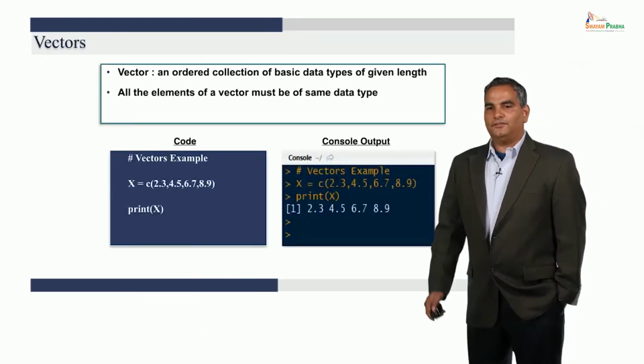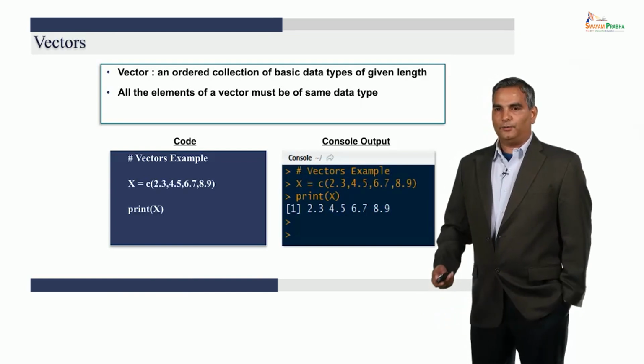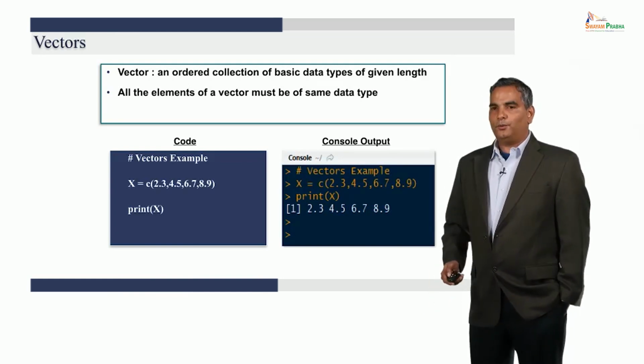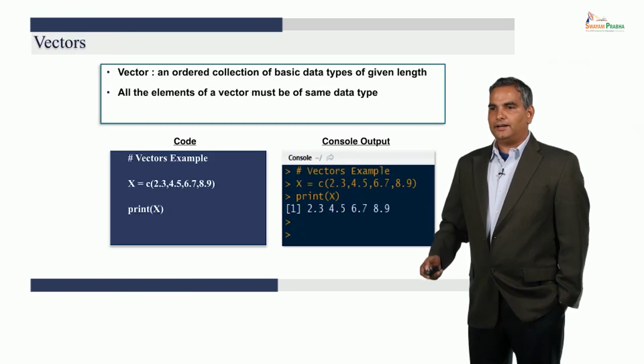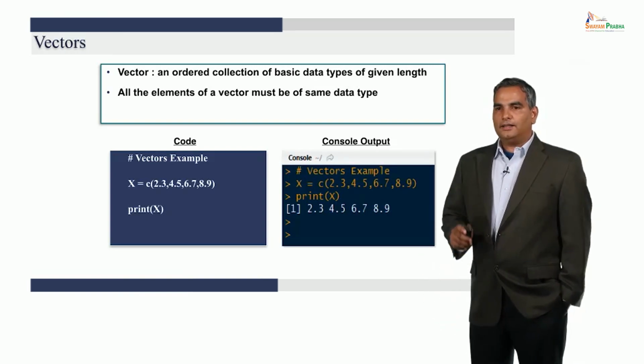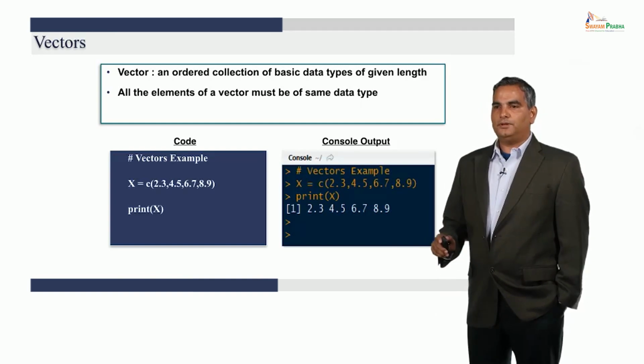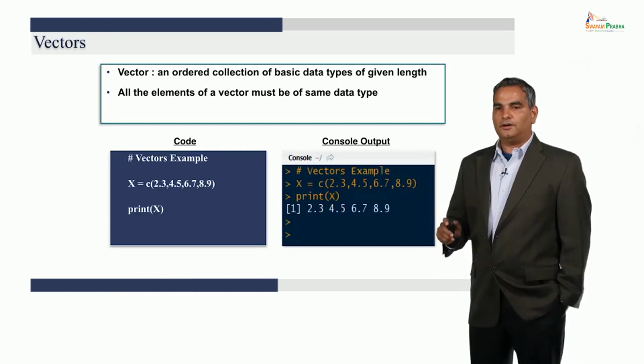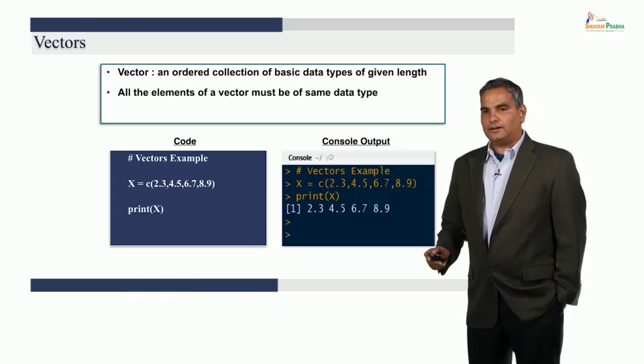So let's start with a vector. Let's see how we define a vector. As I said before, a vector is an ordered collection of basic data types of a given length. The key thing to note here is that all the elements of a vector must be of the same data type. So you cannot mix an integer with a character and so on.